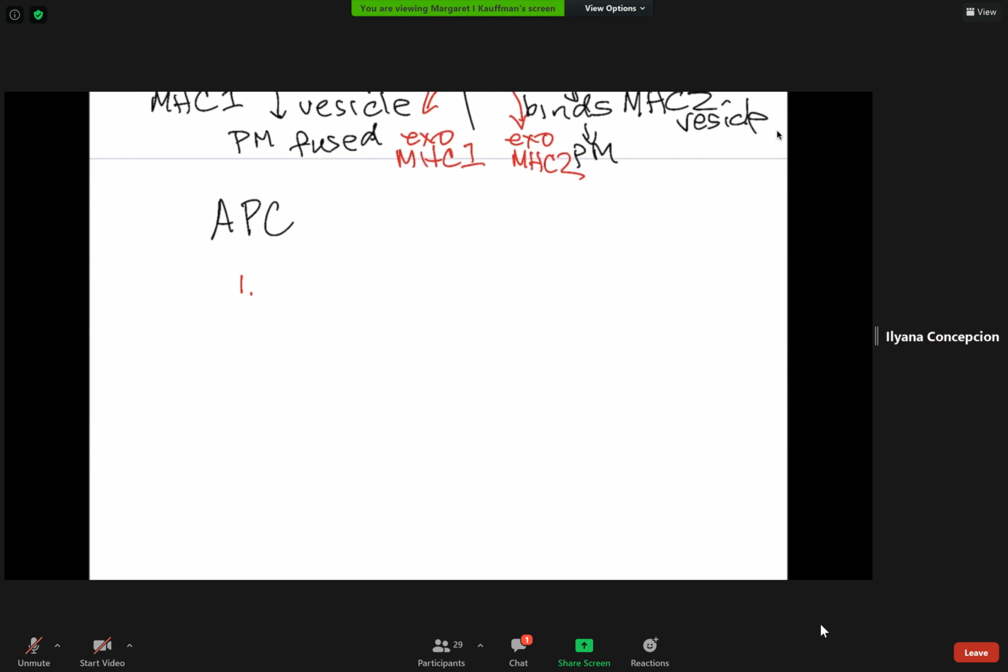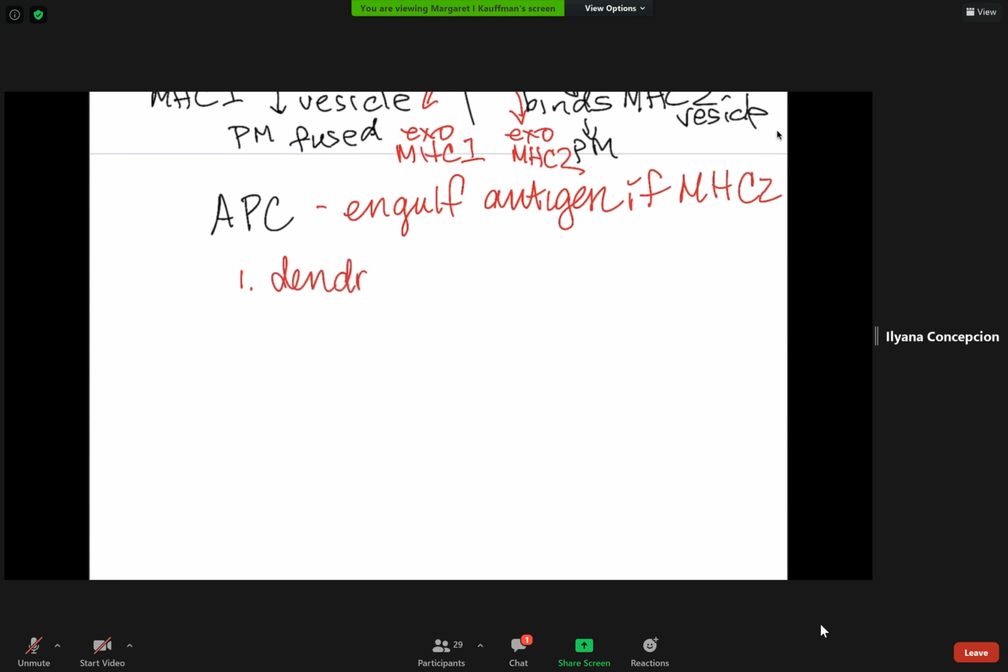So antigen presenting cells engulf antigens and present fragments of the antigen on their surface so they can be recognized by T cells, which will then bind them to their CD4 receptor. And 3 types of antigen presenting cells are dendritic cells, macrophages, and B lymphocytes.